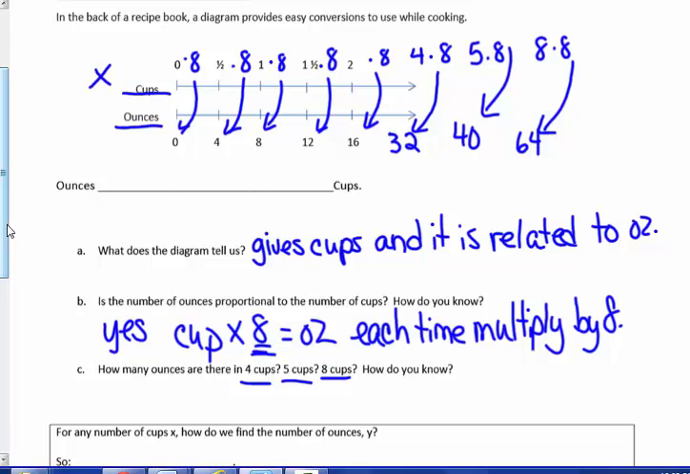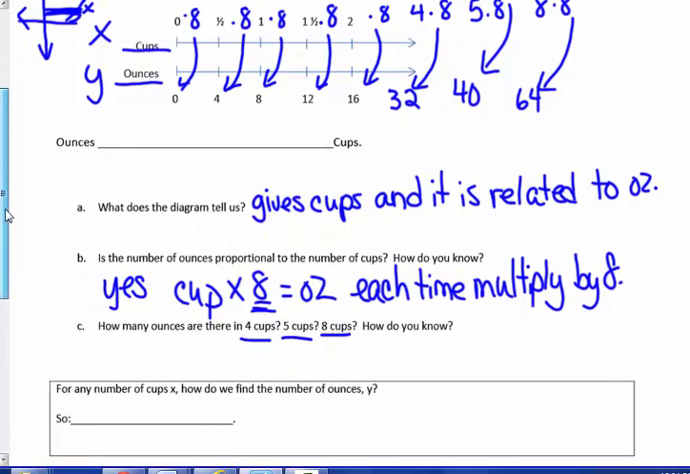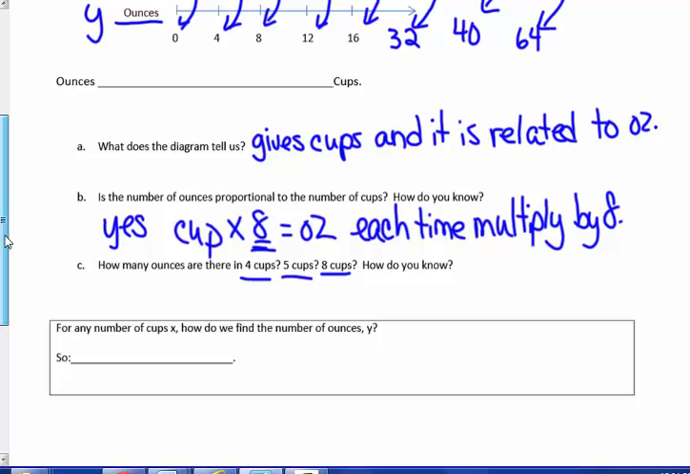So for any number of cups, they're calling it X, how do we find the number of ounces Y? And the reason why we're using X and Y, a hint: remember that coordinate axis that you had, where this was called X and this was called Y? Because we're going to graph these points eventually. So one of them goes on the x-axis and one of them goes on the y-axis. That's why they're calling them X and Y, just in case you were curious.